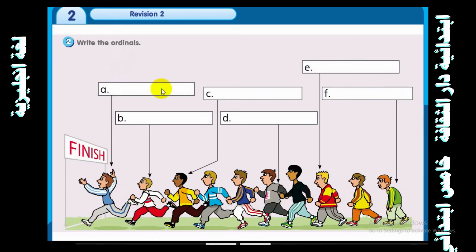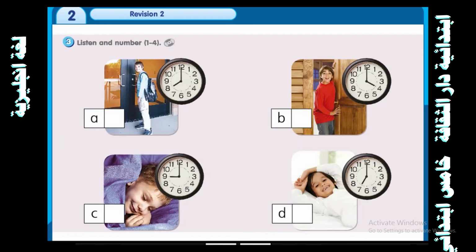What are we going to do to write here? The first is first here. And this boy is second, and this, yes, third. Be careful, this is not the 4th. This is the 4th. 4th, 5th, 6th, 7th, 8th, 9th, and 10th. Move to activity 3 now, which is a listening text.